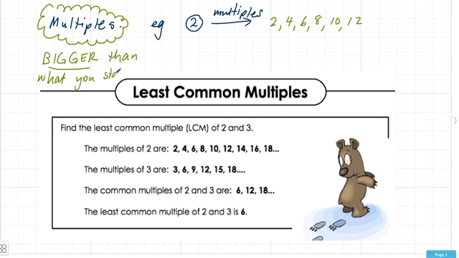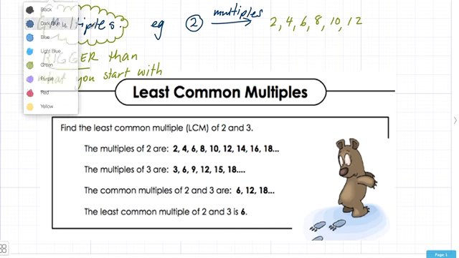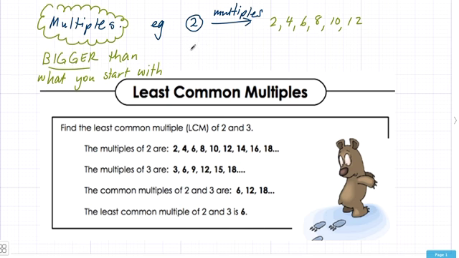So the difference between a multiple and a factor is that factors are going to be smaller than what you start with. So another example, you might think about the multiples of 4. What are all the multiples of 4? Have a think to yourself what those are before I write them down. So the multiples of 4 would be things like 4.